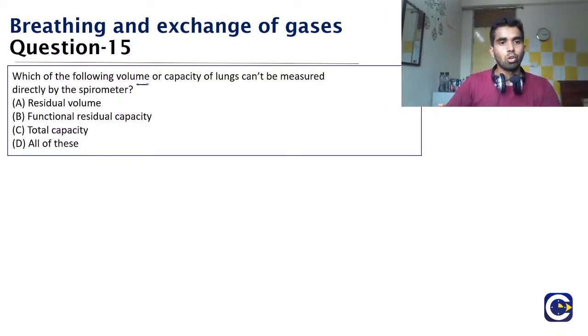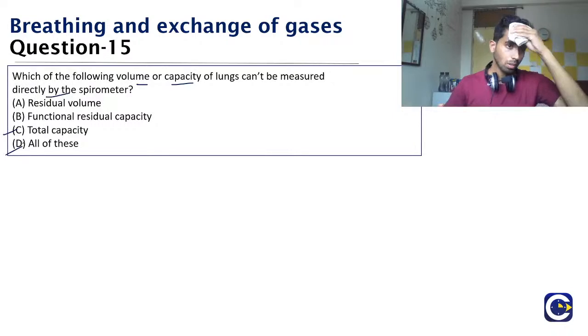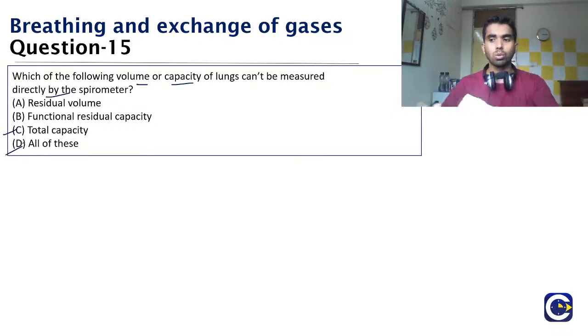Which of the following volume or capacity of lungs cannot be measured directly by the spirometer? Option A, residual volume. Option B, functional residual capacity. Option C, total lung capacity. And option D, all of these. Before that, we need to know what a spirometer is and how it acts.